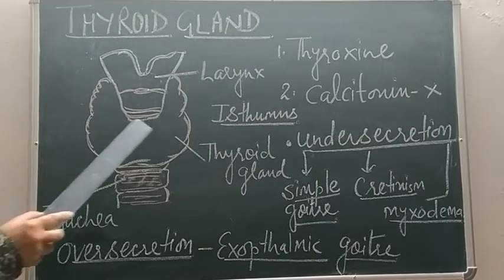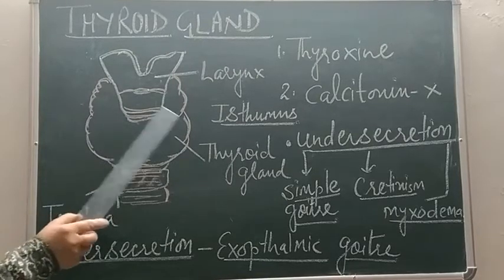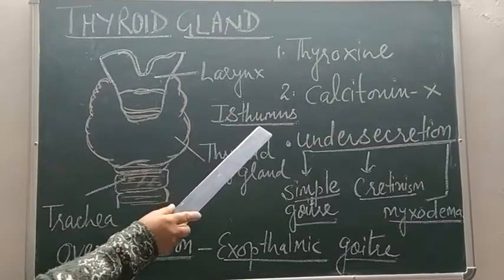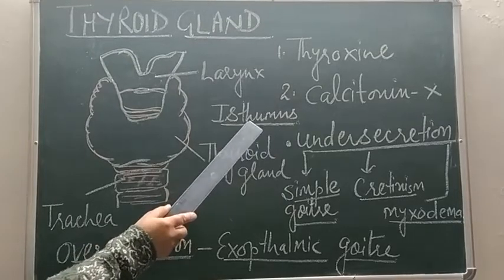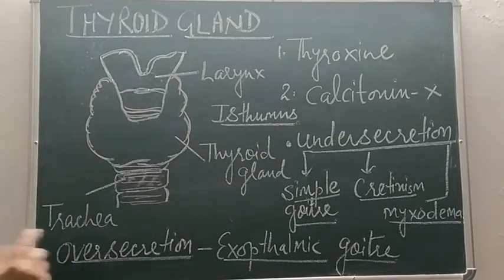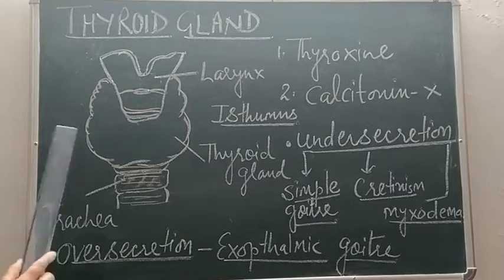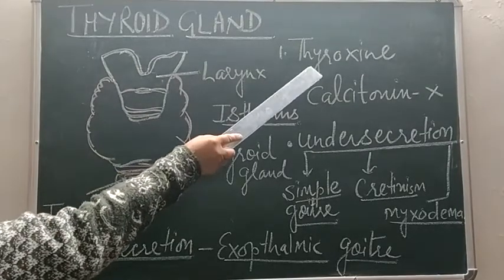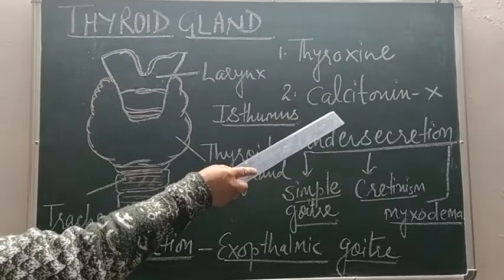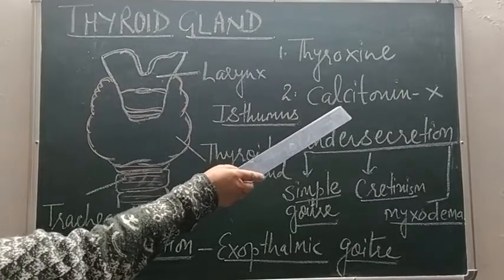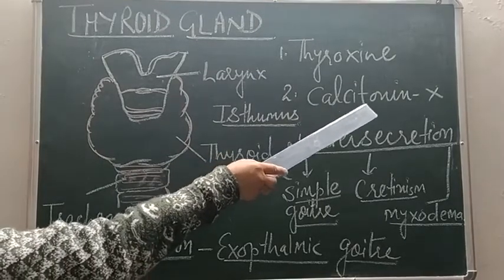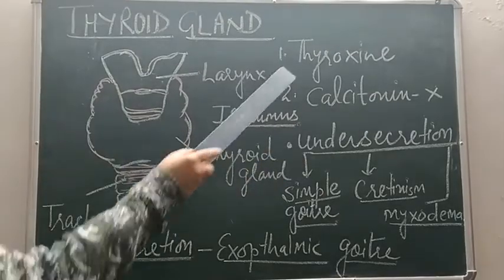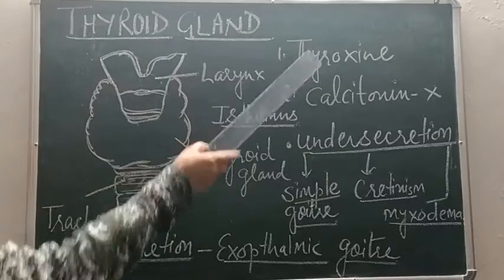These two lobes of the thyroid gland are connected by a structure, and this structure is called the isthmus. So what is the isthmus? The isthmus connects the two lobes of the thyroid gland. This thyroid gland secretes two hormones, thyroxine and calcitonin. Now calcitonin is not in your syllabus, that is why I have marked it with a cross. Only the thyroxine hormone is in your syllabus.